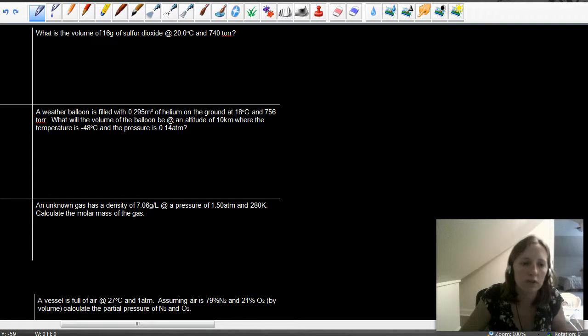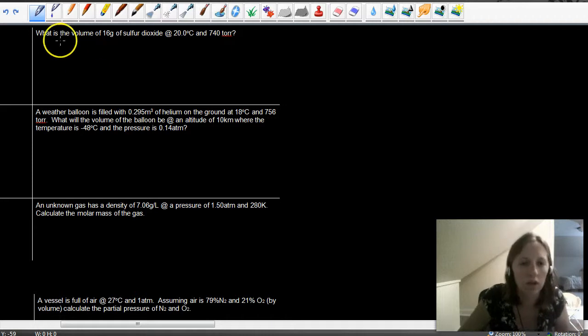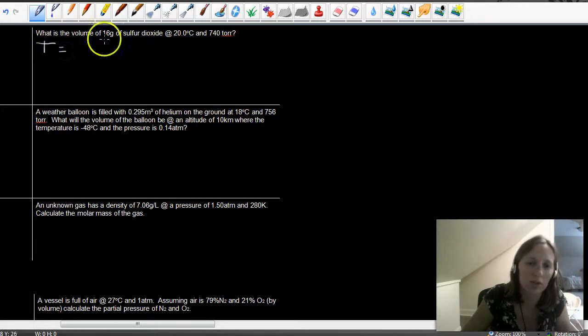All right, first question, we've got, what is the volume of 16 grams of sulfur dioxide at 20 degrees Celsius and 740 torr? This is mean because it makes you convert a whole bunch of stuff. So first of all, what we have is 16 grams of sulfur dioxide, 20 degrees Celsius and 740 torr. You've got T, which is 20 degrees, but it has to be in kelvins. So we convert that by adding 273 degrees to get 293 Kelvin.